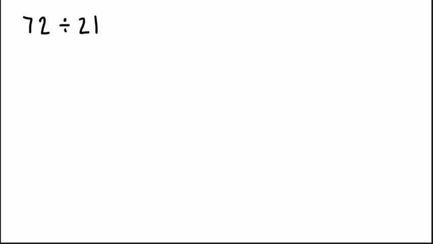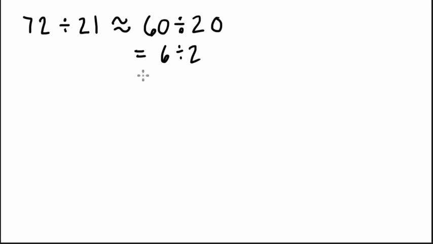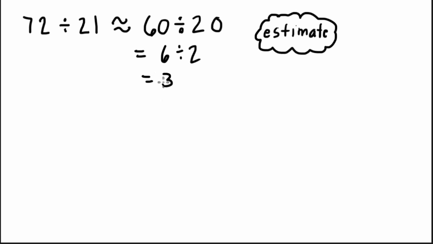So in this case, I'm going to look at this and I'm going to think, you know what? 72 and 21. What are the closest numbers that I can work with? Well, for me, it's going to be 60 and 20. Right? So I'm just going to look at that, which is equal to 6 and 2, which is equal to 3. Okay, so in this portion right here, I'm estimating. Now keep in mind, this is not our answer. This is just an estimate. And when I'm estimating, it's going to help me.